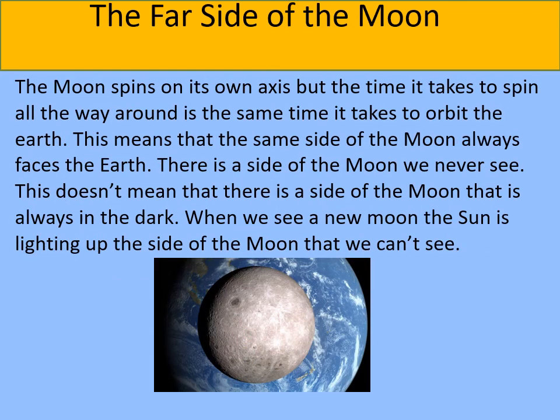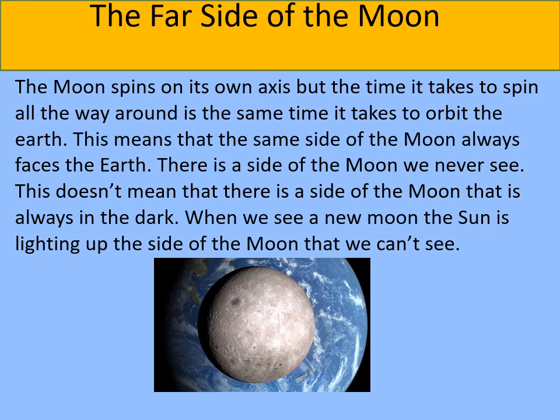So there's something called the far side of the moon. Now, how does this come about? Well, the moon spins on its own axis. The time it takes to spin all the way around happens to be the same time it takes for it to orbit the Earth. This means that the same side of the moon is always facing the Earth. That means that there is a side of the moon that we never see.